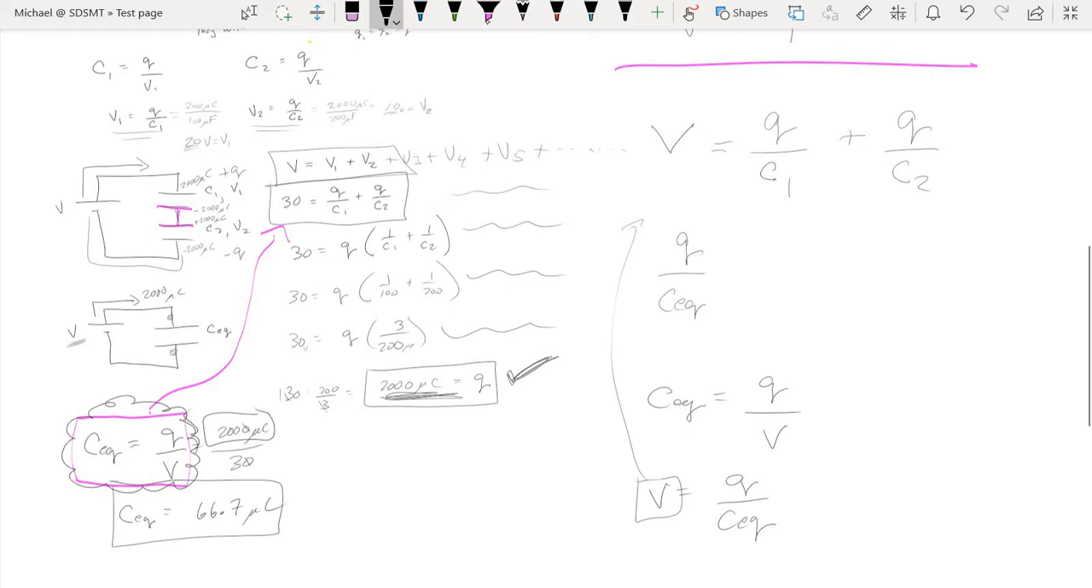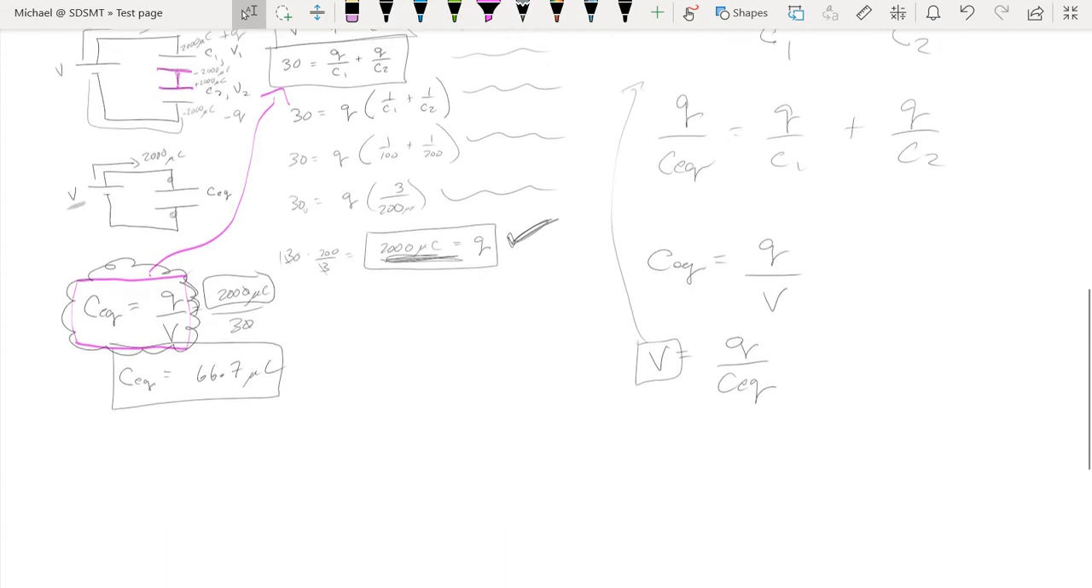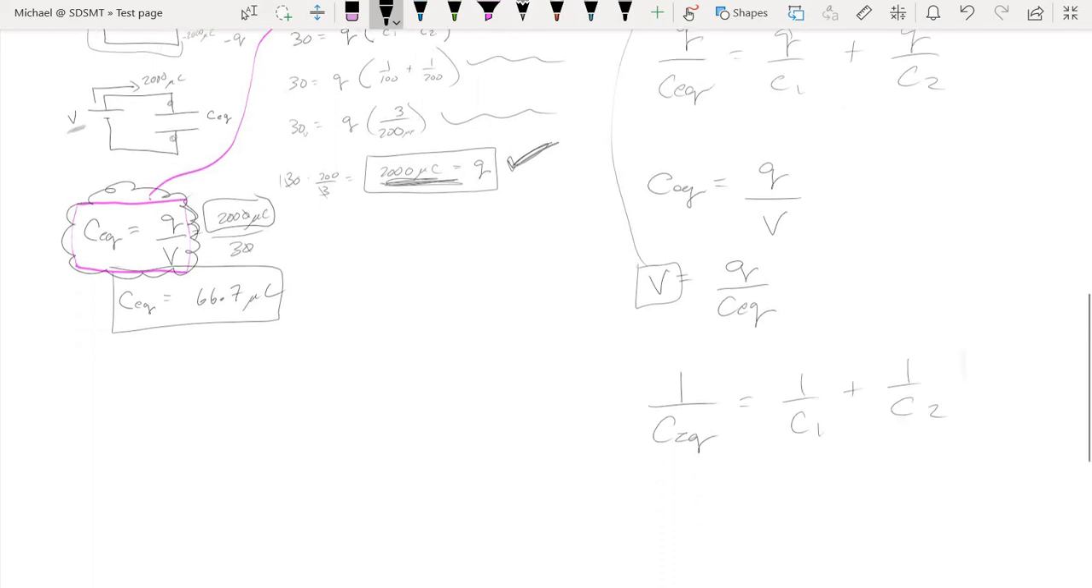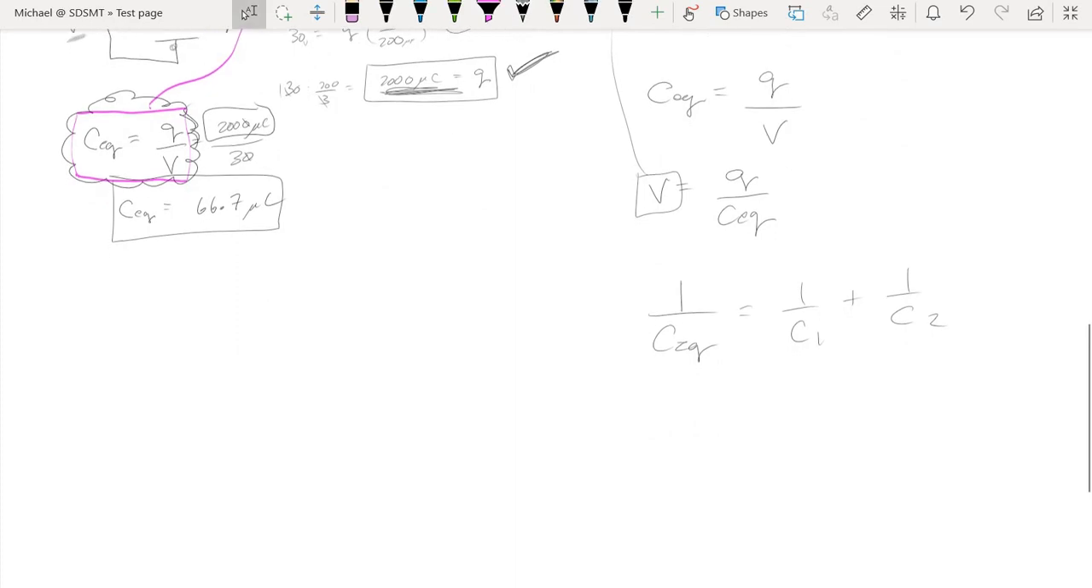And look at what we have now. We have Q, we have Q, we have Q. Every term has the same Q value, which means none of them need the Q value. Well, I thought we wanted to find the charge. We do, but for now, we have a means of solving for that equivalent capacitance.